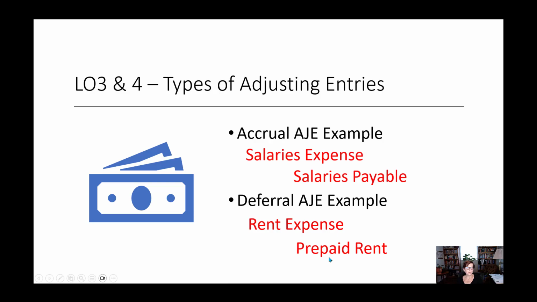Now, a deferral would be, an example would be prepaid rent. So prepaid rent would come about if the company had paid its rent ahead of time, right? So last period, they paid for the rent, and now some of it has expired. So they're reducing their asset account. Prepaid rent's an asset. It has a debit balance, so we're crediting it to reduce it because it's not prepaid anymore. It became an expense.